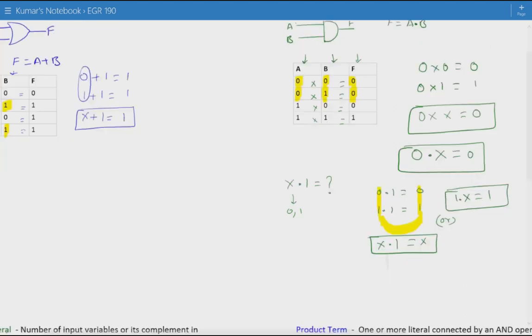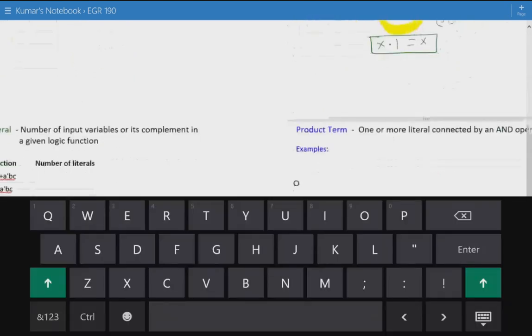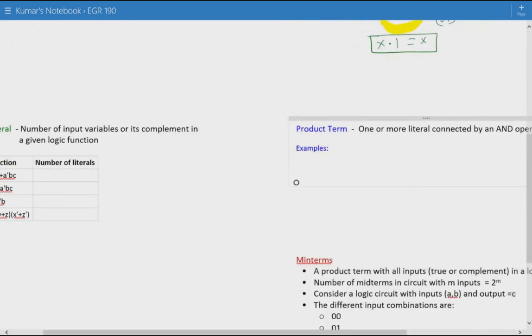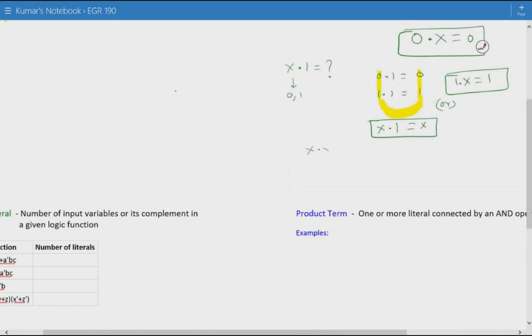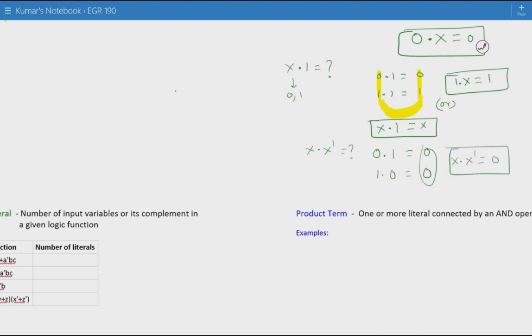Now, one last property we need to know is what is x times x bar? So x could be a 0. If x is 0, x bar would be a 1. So 0 times 1 becomes 0. And if x is 1, x bar would be a 0. So 1 times 0 is 0. So no matter what x you multiply, x times x bar is always 0. So this is one property we have to remember here.